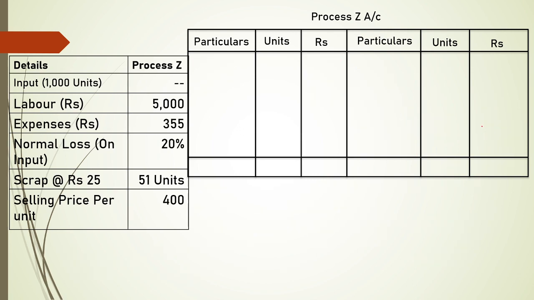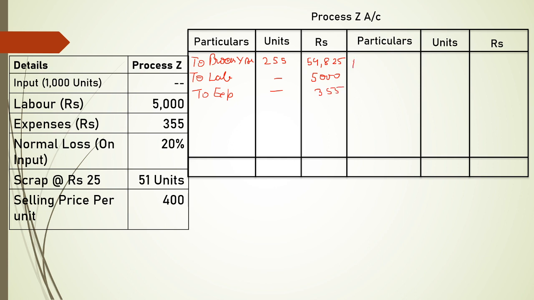So our next process is process Z. First we have to write the units which are transferred from process Y. So to process Y account, units are 255, costing 54,825. The additional expenses of process Z include, number one, labor cost costing 5,000 and expenses costing rupees 355. So these are our total expenses.